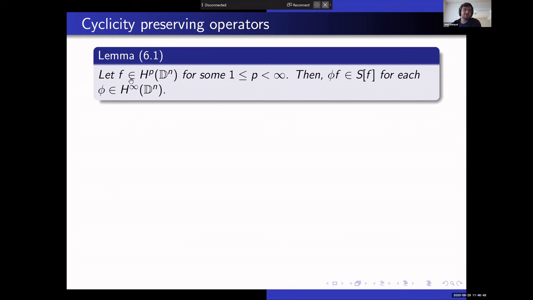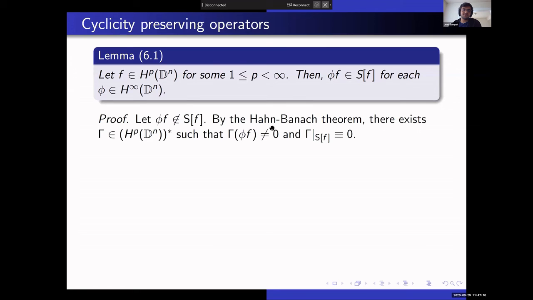So if I have a function f in the Hardy space on the unit polydisk, and p is between 1 and infinity, then phi f belongs to the shift invariant subspace generated by f for each phi in H infinity. So all H infinity multiples of f also lie inside the shift invariant subspace, which is just given by the closure of polynomial multiples of f.